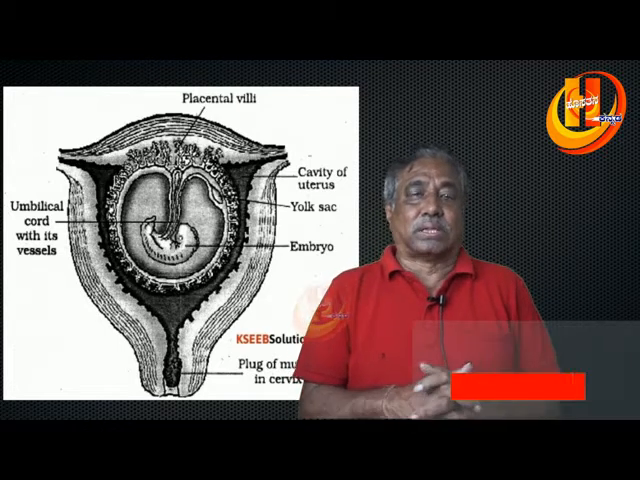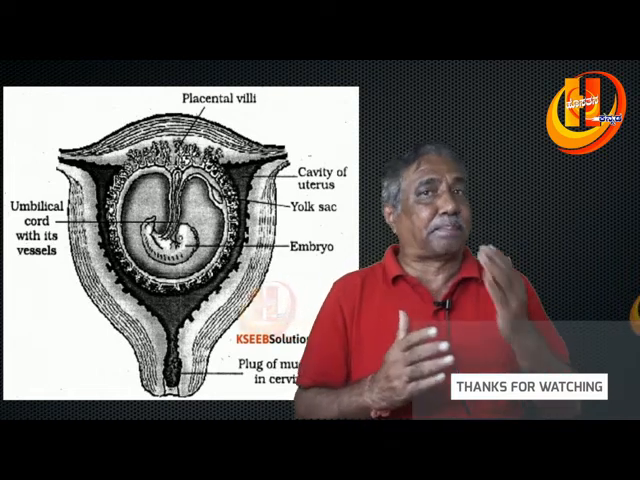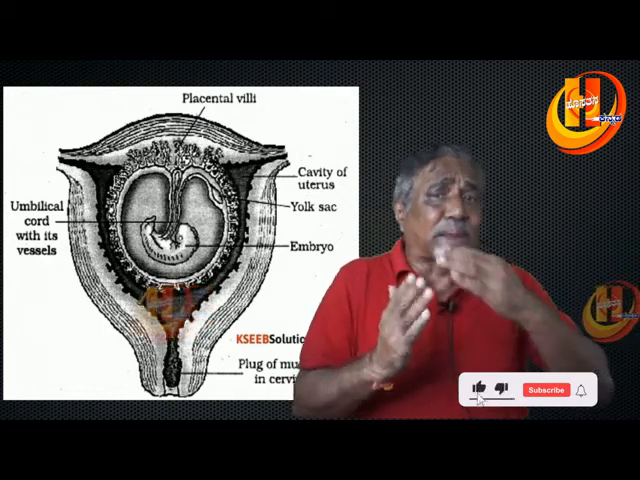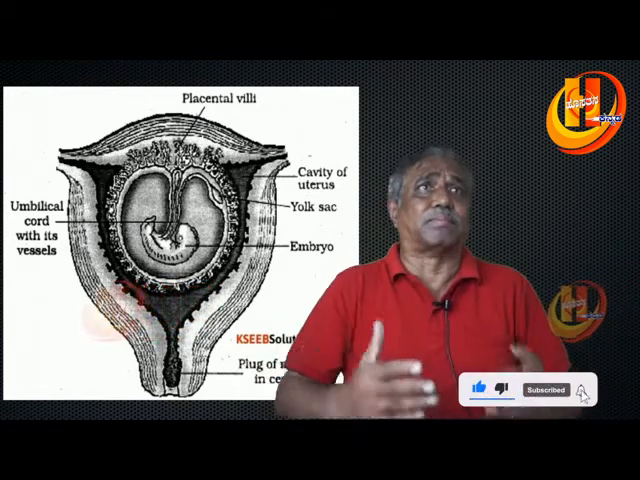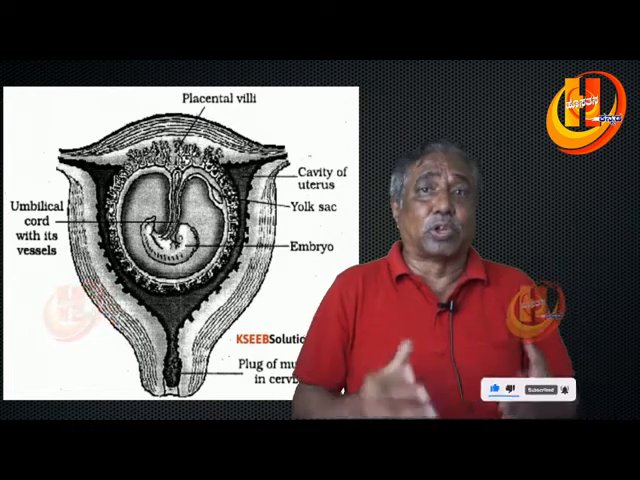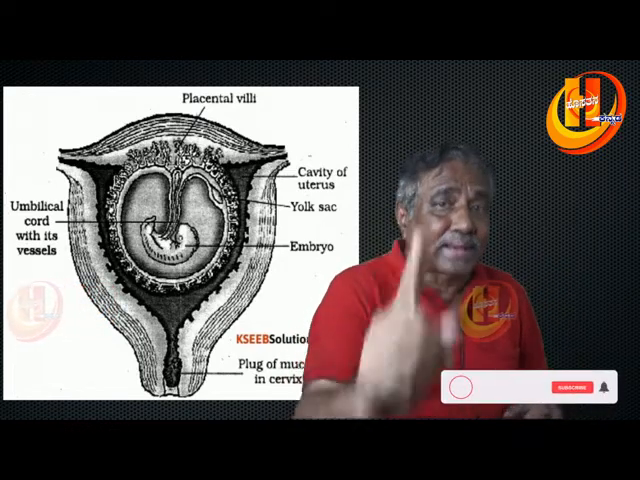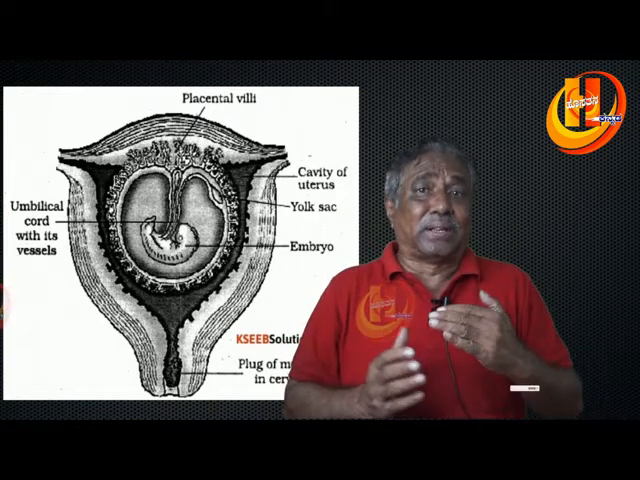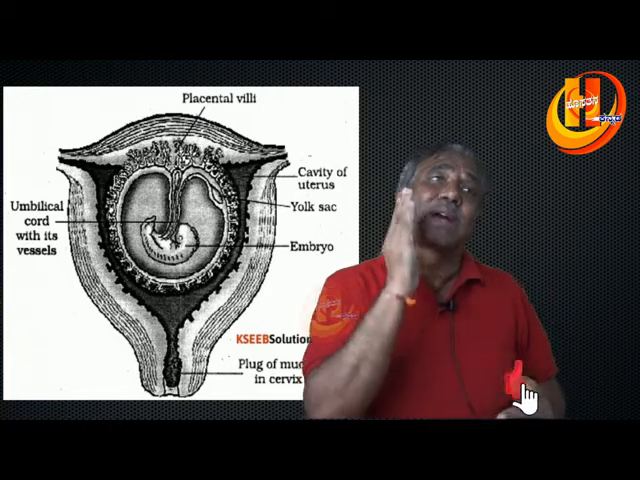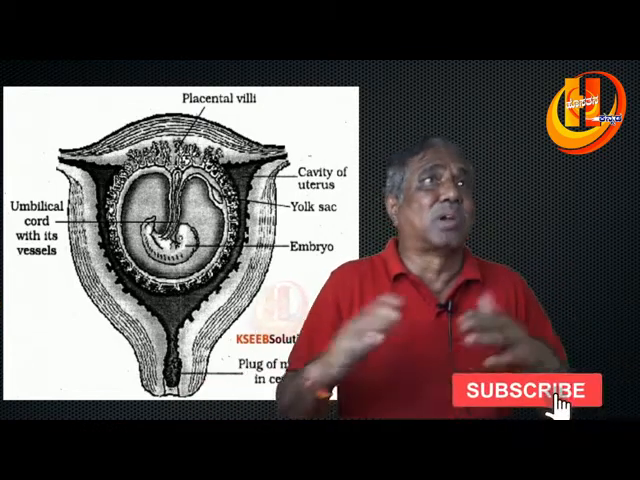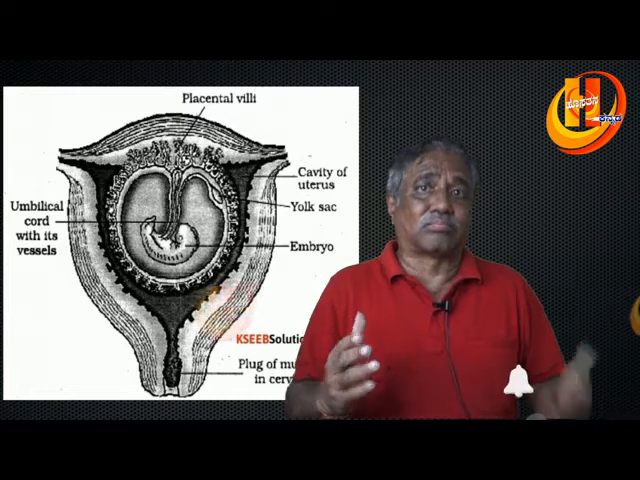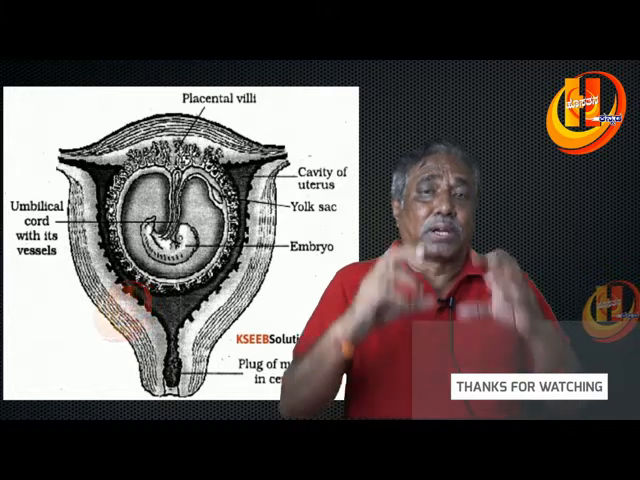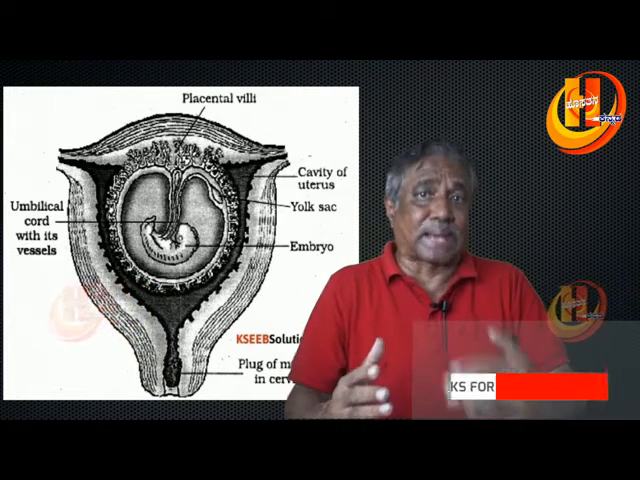Later, the signals for parturition originate from the fully developed fetus and the placenta. This is very important. Parturition is also induced by a neuroendocrine mechanism. Nerves as well as some hormones play an important role. It is the fully developed fetus and placenta that start the signals.